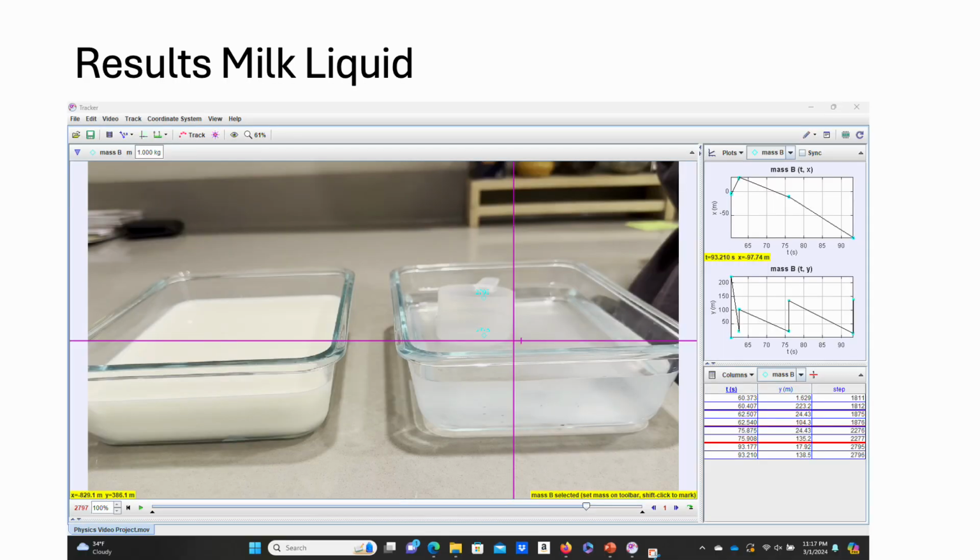Okay, so here is the slide for the object in water. I got the slides mixed up, so the next one will be milk. Here the measurements show the height of the object when it first touched the liquid and the height of the object when it was submersed for 3 trials.